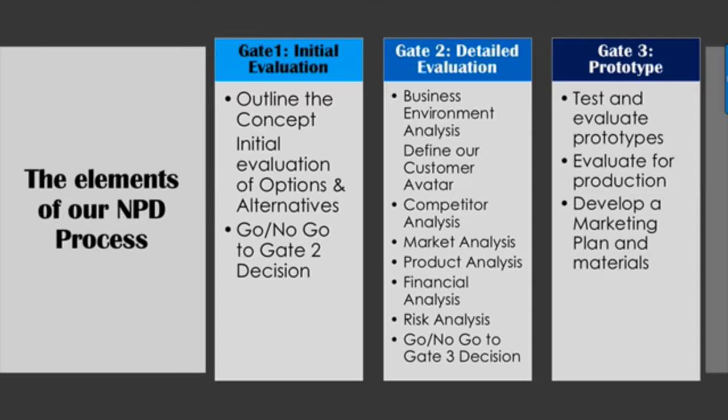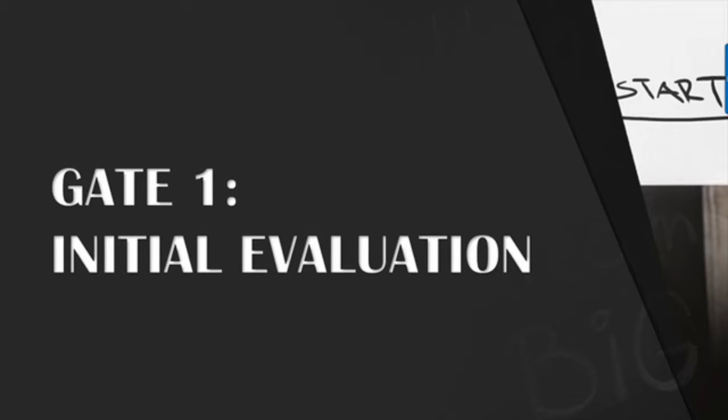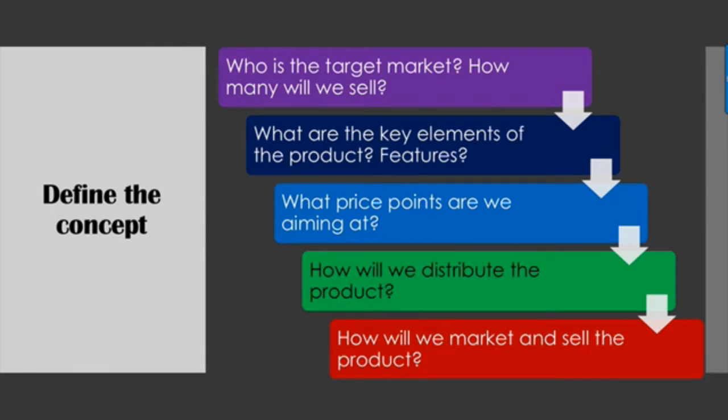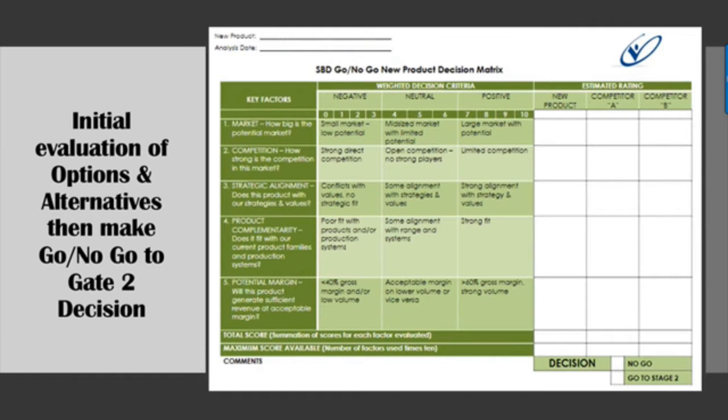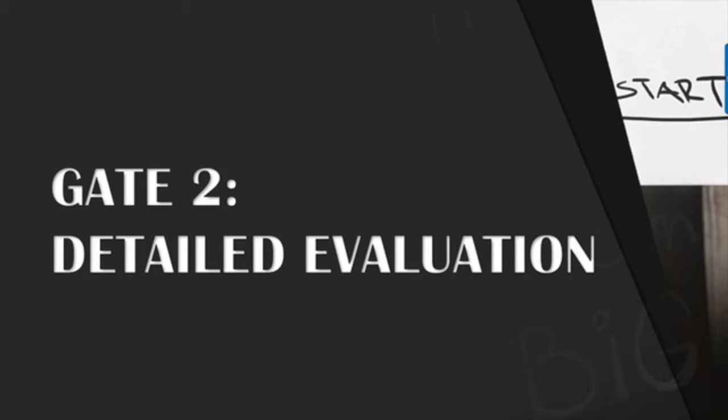Anyway, let's quickly run through the things we're going to want to talk about. In Gate 1, the initial evaluation, we'll go through this in detail in the course, but who's the target market, how many will we sell, what are the key elements of it, what price points, how we're going to distribute it, and how we're going to market and sell it. Pretty important stuff. The go, no-go matrix looks at some key factors, and you evaluate it against your product, and against competitors if you have that competitor information, and then you decide to move ahead at that point.